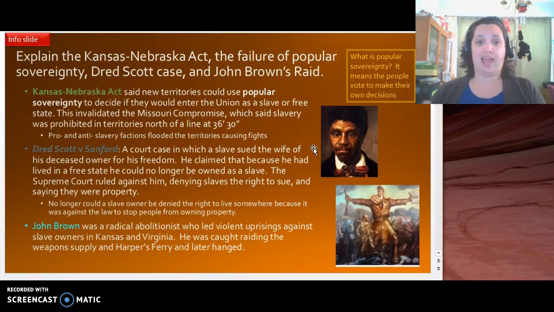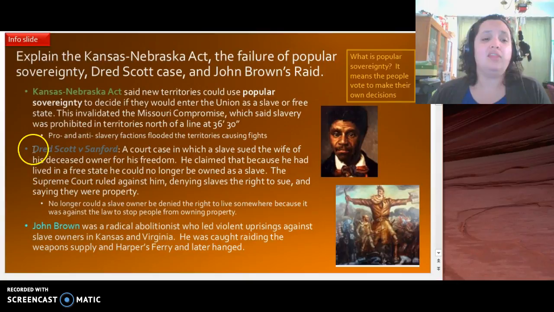So the Kansas-Nebraska Act was proposed by Stephen Douglas, and the idea was, instead of the federal government saying where slavery could and couldn't be, let's give popular sovereignty. Let's let the people vote to make their own decisions. That's what popular sovereignty is. And what happens with this act is that people who are pro-slavery flood into Kansas and Nebraska, and people who are against slavery flood in, and they not only get into verbal battles, they start beating each other up and shooting each other. You have Bleeding Kansas. It's a big mess. But they have to decide, would they be free or would they be slave states?